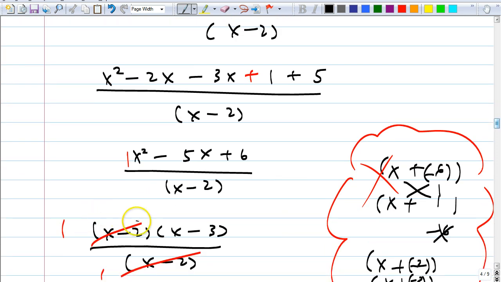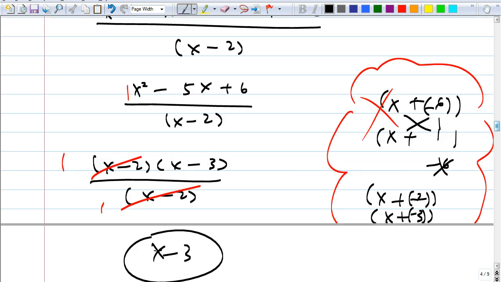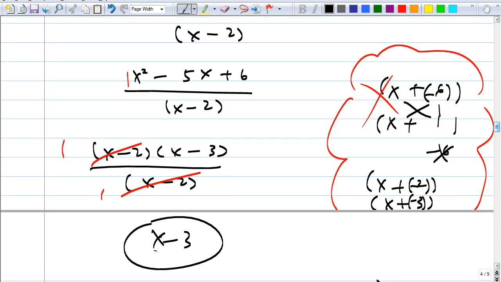And notice, we have x minus 2 as a factor of the whole numerator, and you've got x minus 2 on the bottom here. They cancel out. The whole thing becomes x minus 3. Any questions? I got it right. How many people got x minus 3? Raise your hand.